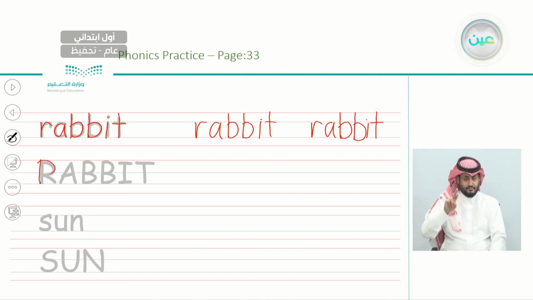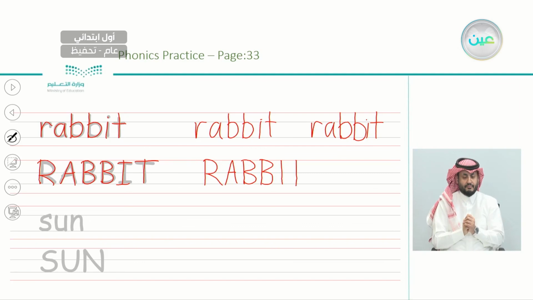This is rabbit in small and rabbit in capital. This is R, A, double B, I, and T. Let's write it one more time. R, A, double B, I, and T.